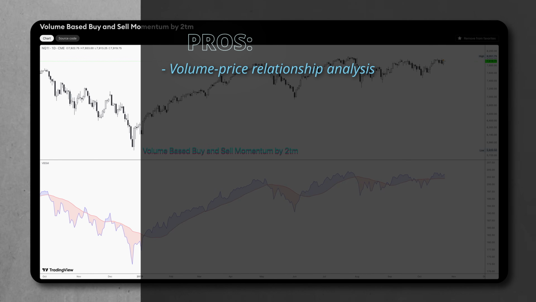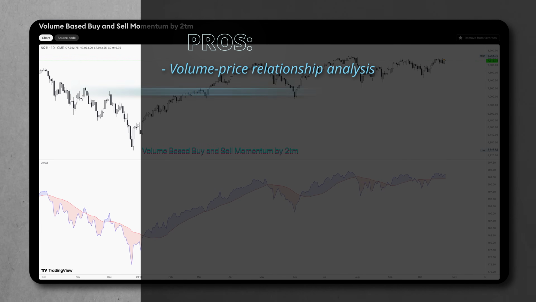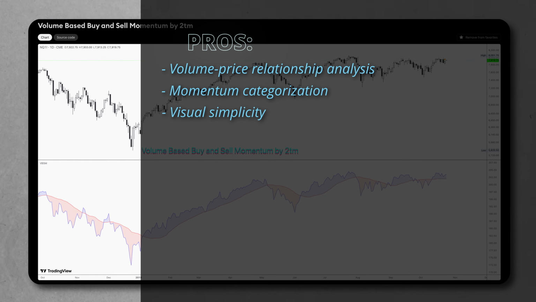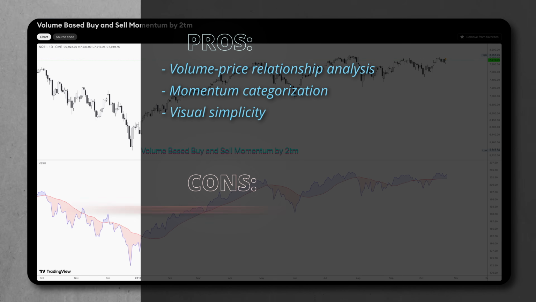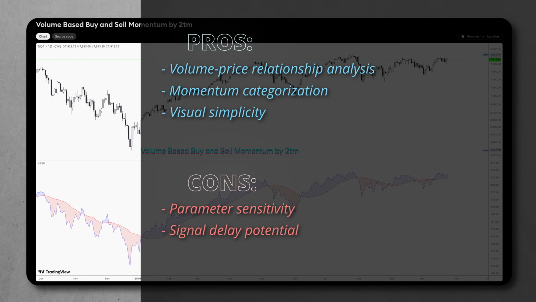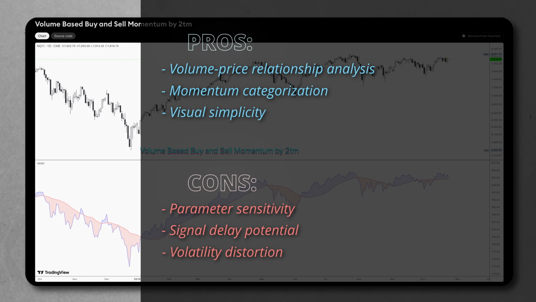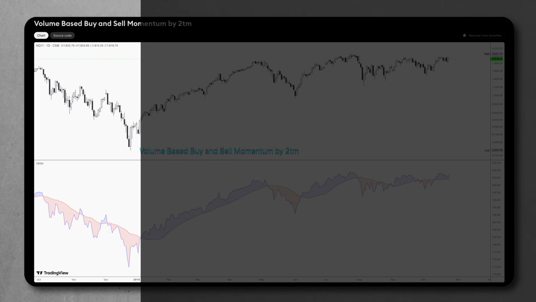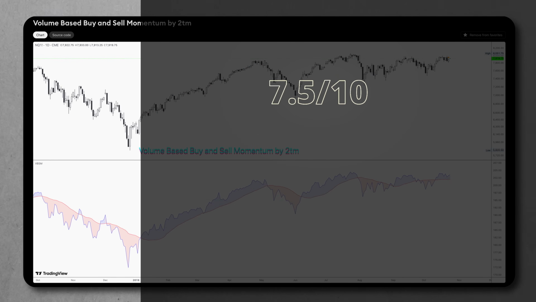Pros: volume-price relationship analysis, momentum categorization, visual simplicity. Cons: parameter sensitivity, signal delay potential, volatility distortion. Ranking: 7.5 out of 10.